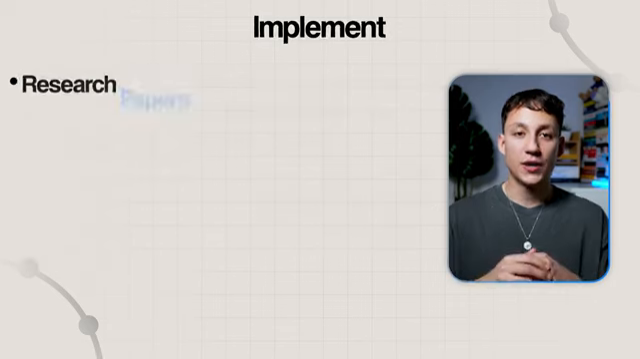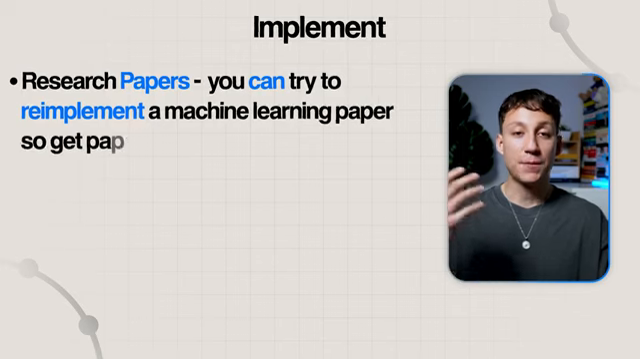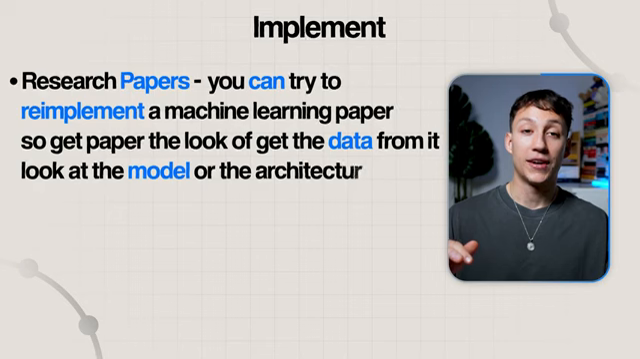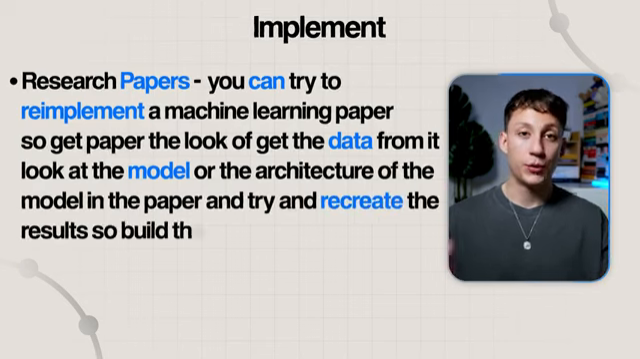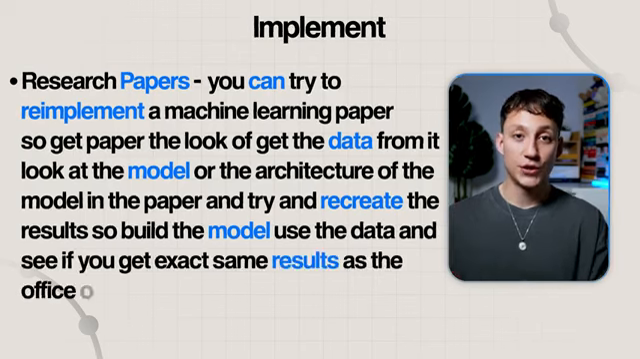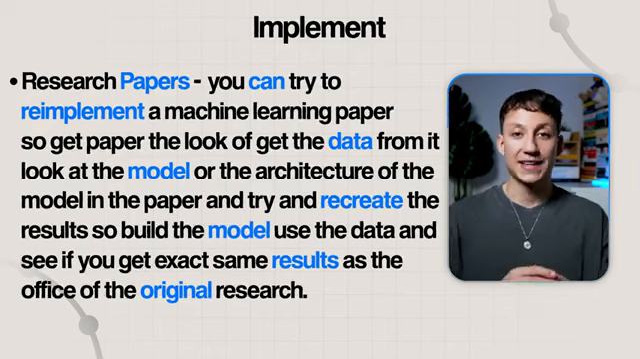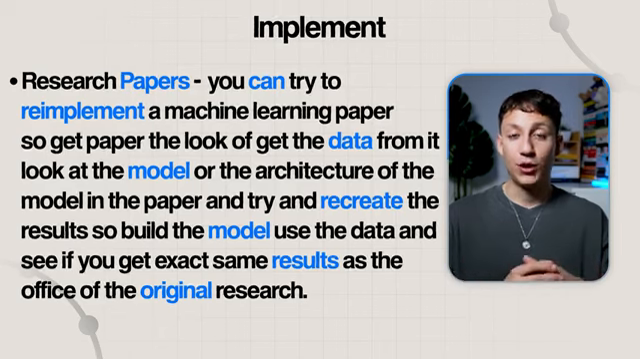This next one is quite hard, but you can try to re-implement a machine learning paper. So get a paper that you like the look of, get the data from it, look at the model or the architecture of the model in the paper, and then try and recreate the results. So build the model, use the data, and see if you can get the exact same results as the authors of the original research. Again, like I said, this is quite difficult and probably more the upper end of your abilities. But if you can do this, it will really make you stand out, particularly when you're applying for jobs.